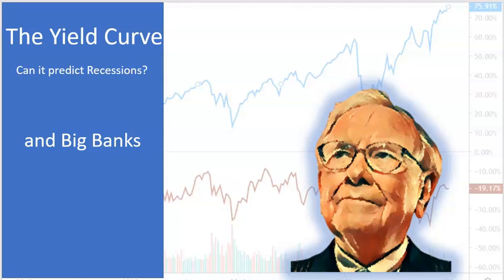Today we're going to look at the yield curve. Specifically what it is. It's been commonly used as an indicator to predict recessions. We're going to look at how it can do that. We're also going to look at the effect on big banks, specifically one of Warren Buffett's largest holdings. Actually, it's his second largest holding.